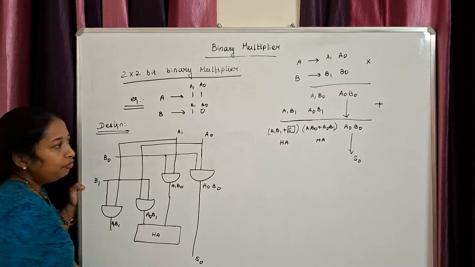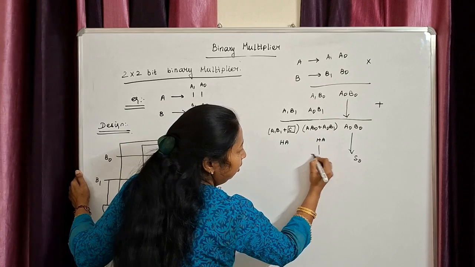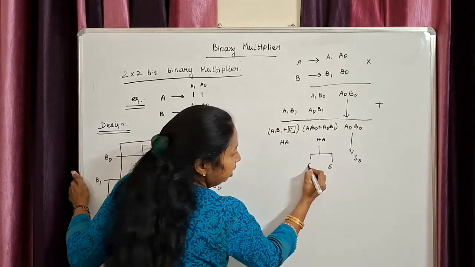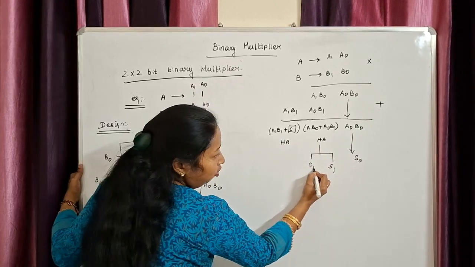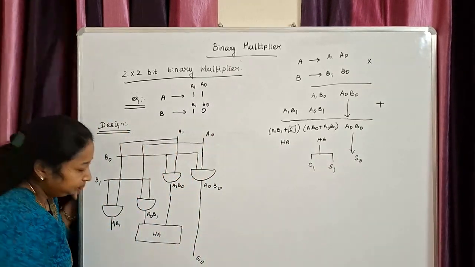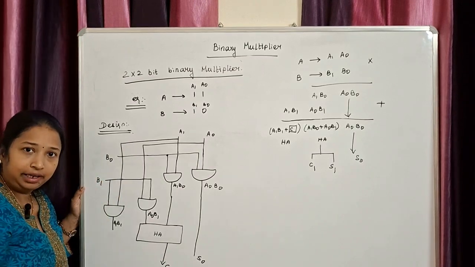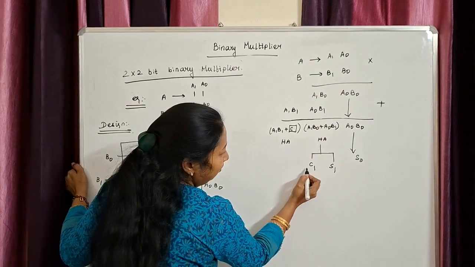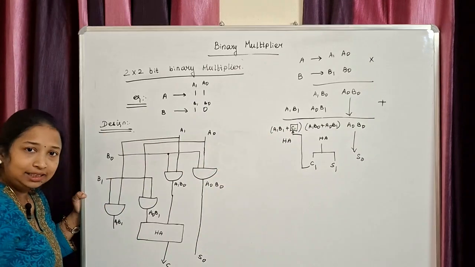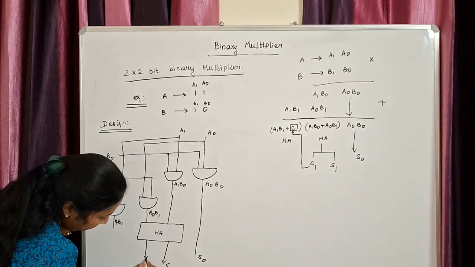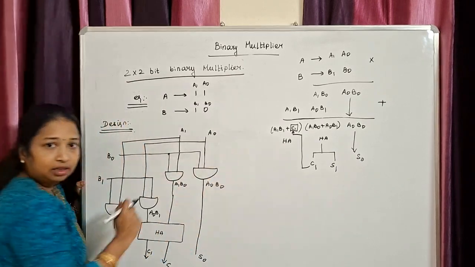Is it clear? For a half adder, you very well know you have got two outputs: one is your sum output, one is your carry output. I am going to take the sum output as S1 and the carry output as C1. This C1, I am going to feed as an input to my second half adder. Whatever carry output I am getting, I am going to feed it to my next half adder. Clear?